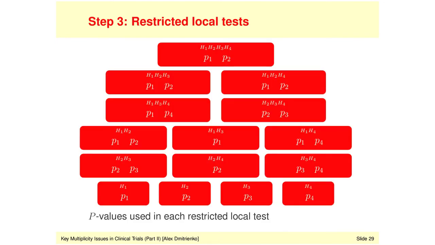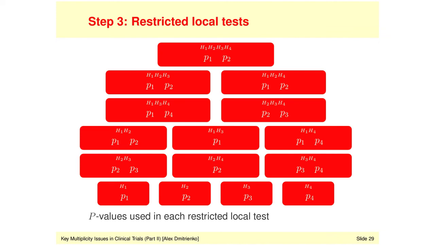This diagram defines a set of decision rules based on restricted local tests, and here, for the sake of simplicity, because this diagram is already getting quite complicated, what I have done is I have simply kept the p-values within each box that should be used to define a local test for that intersection that would be consistent with the pre-specified logical restrictions. For example, beginning with the box at the top of this diagram, this is the intersection hypothesis that includes H1, H2, H3, and H4.